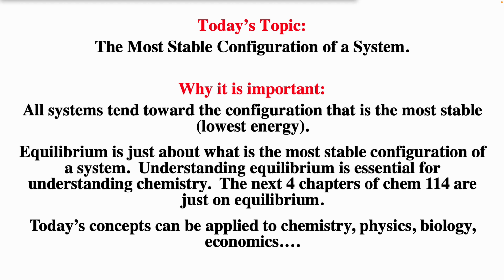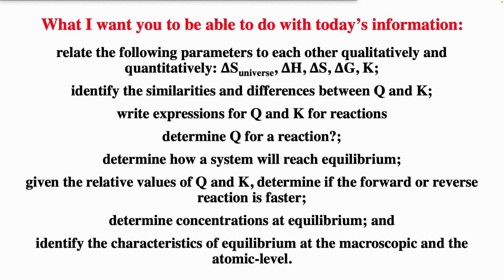Again, all systems tend to the lowest energy, the most stable configuration. Equilibrium is just about what is the most stable configuration of a system. Understanding equilibrium is essential for understanding chemistry. The next 4 chapters of Chem 114 are just on equilibrium. Today's concepts can be applied to chemistry, physics, biology, economics. All systems tend to the most stable configuration in the long term.